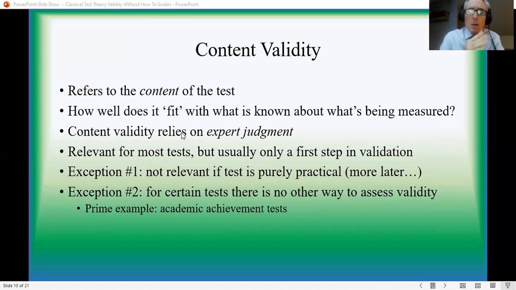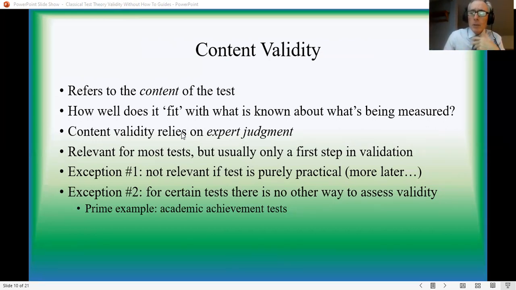The exception here is that there are certain things for which there is no outside standard other than expert judgment. The main example is certain academic achievement tests. What should you learn in a one-year survey course of Middle Eastern history? Presumably you should learn what experts in Middle Eastern history believe you should learn. Right? What else could there be? There isn't some magical outside thing we could use.